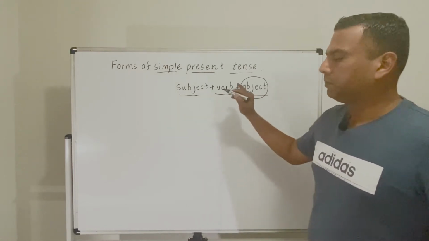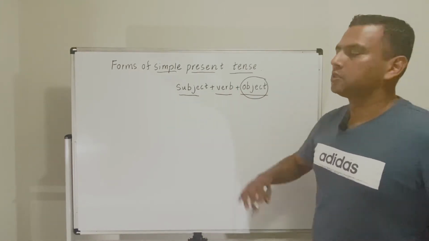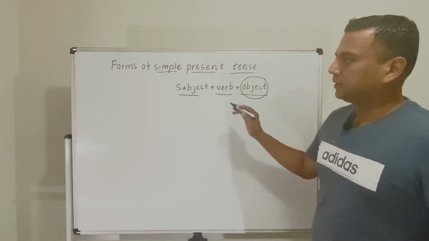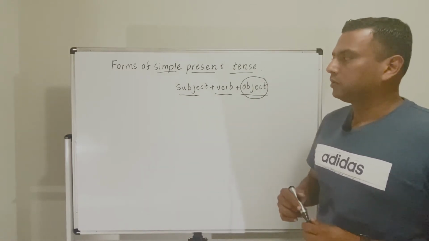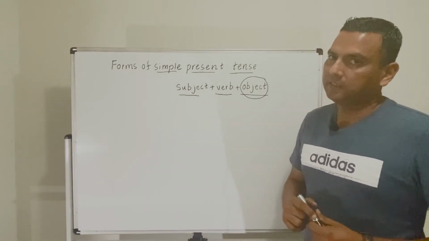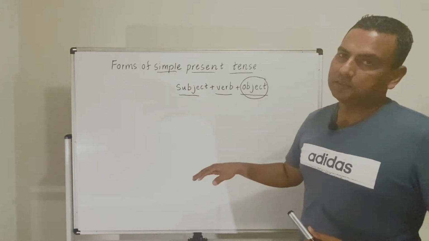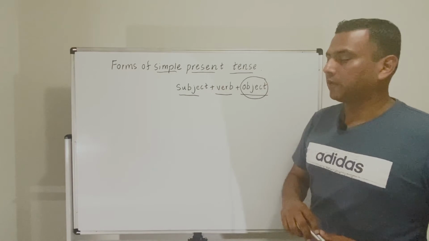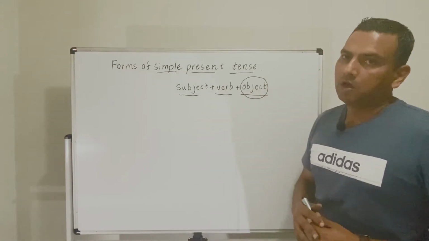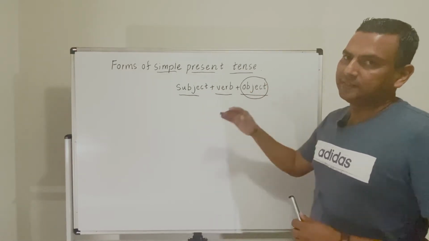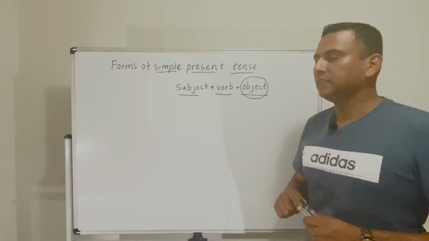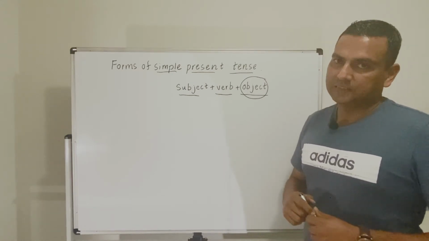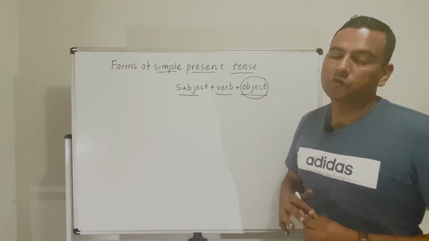Okay, so it is important for us to learn this structure because now when we talk about the forms, you will realize that all that happens is basically these components which are required for the formation of a sentence are changing their places within the structure.